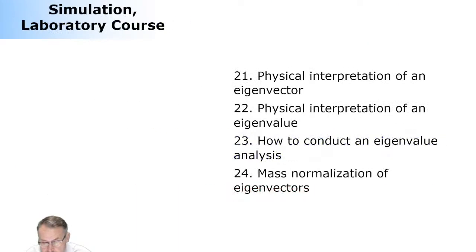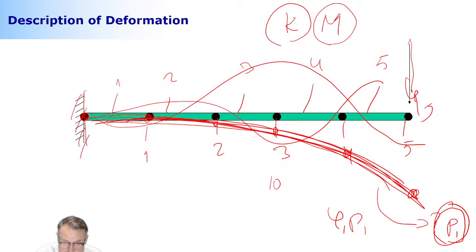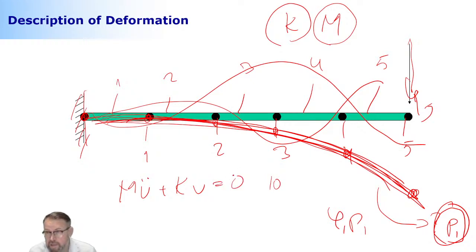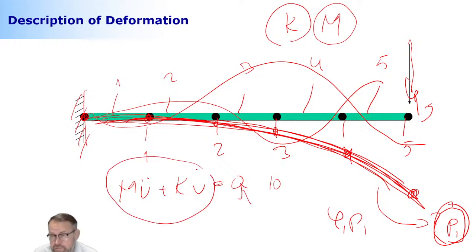If you just have an equation of motion like this, let me go back here. So if it is like mass multiplied by acceleration, plus stiffness matrix multiplied by displacement, equal to 0, this is how you conduct an eigenvalue analysis. Because this is 0, this is telling nothing but the properties of the structure.